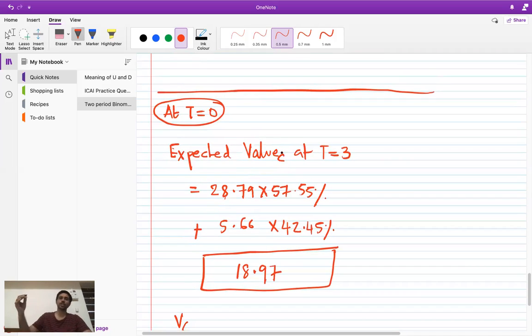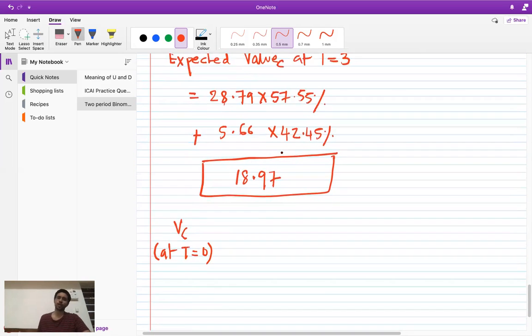Payoff is generally at maturity. At t equal to 3 is not maturity. T equal to 3 is the end of one of the periods. It's not the maturity of the option contract. Okay, so I'm calling it the value of the call option.